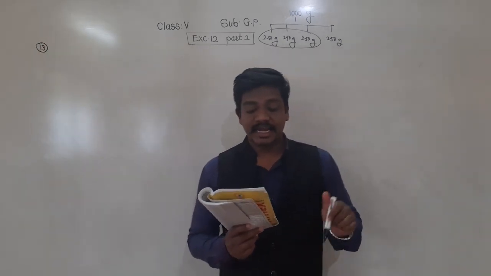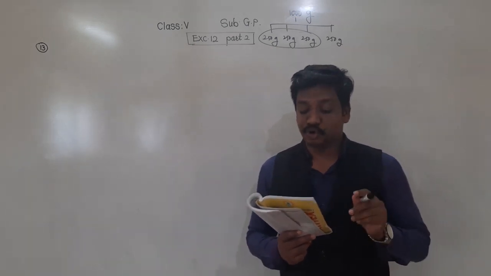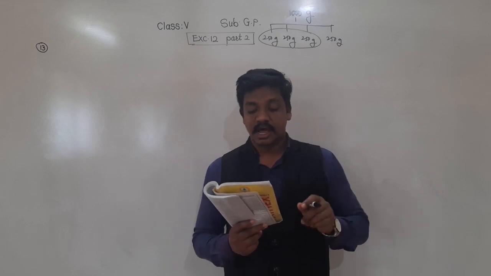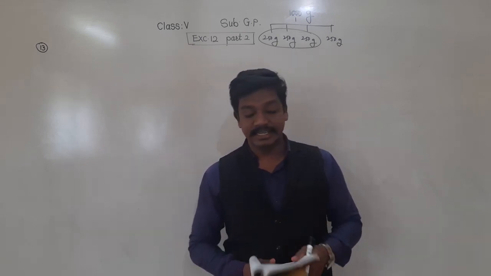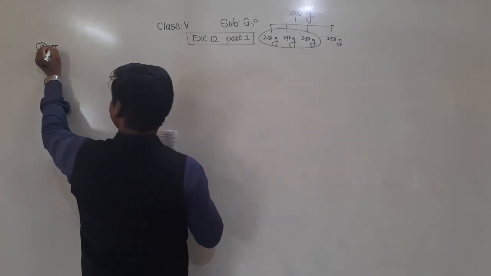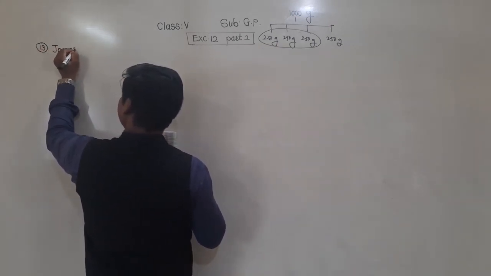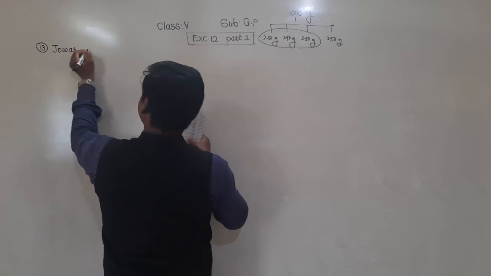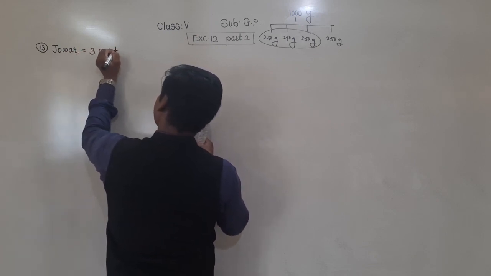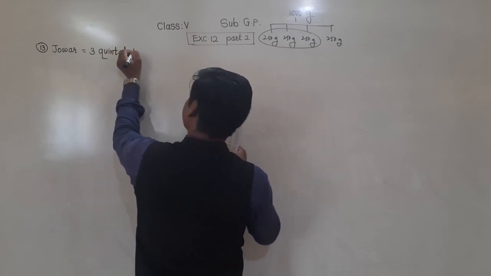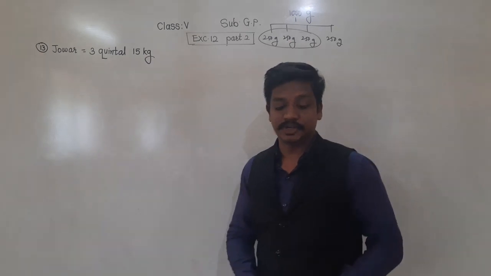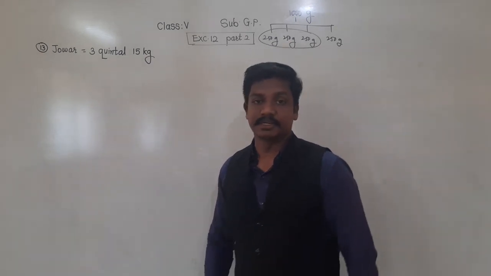See here, next problem number 13. 3 quintal and 15 kilogram of jowar was distributed among 15 persons. How much jowar did each get? Okay, how much jowar is there? Total jowar is 3 quintal and 15 kilogram, and this much jowar was distributed among 15 persons.